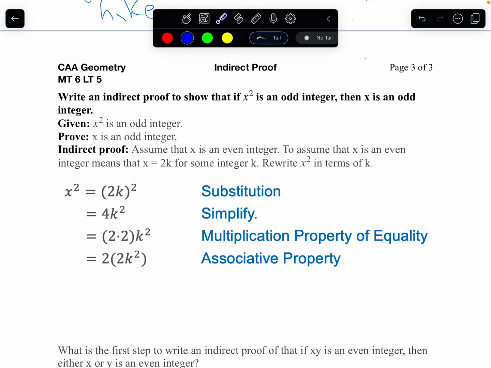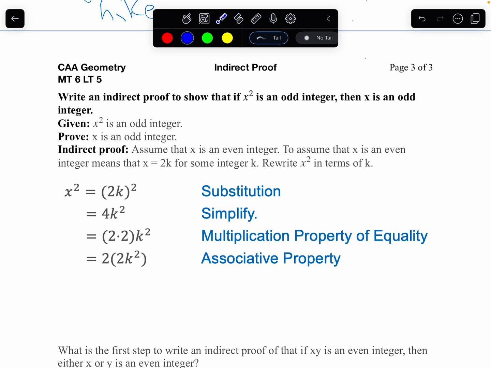One way you'll see a lot of indirect proof is something called number theory. Because for an indirect proof, sometimes it's just easier to do it with number theory. Here I'd set up part of it for you, but I want you to finish it.